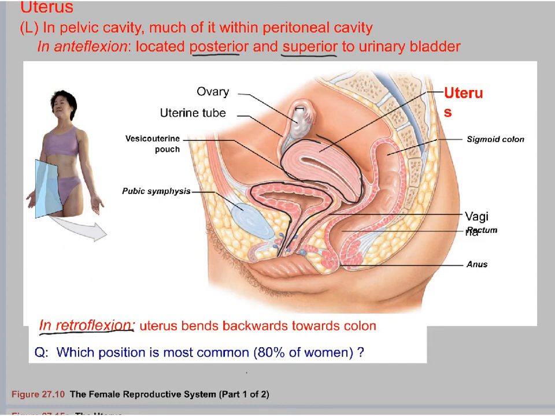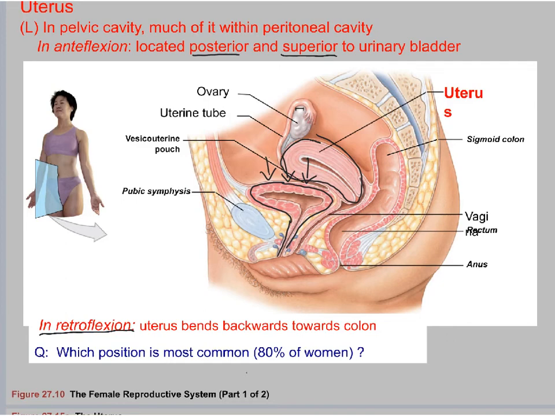If you've had children, or if you've carried a child, you know that as the uterus gets bigger and bigger, the urge to use the restroom becomes more frequent because that uterus is lying essentially right on top of that bladder and compressing that bladder.